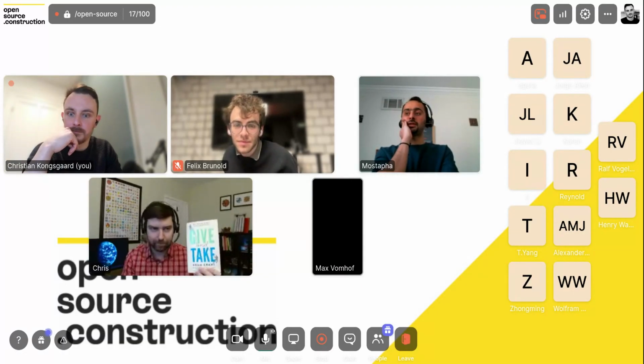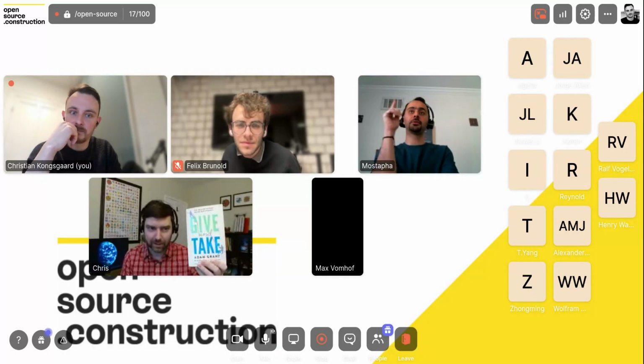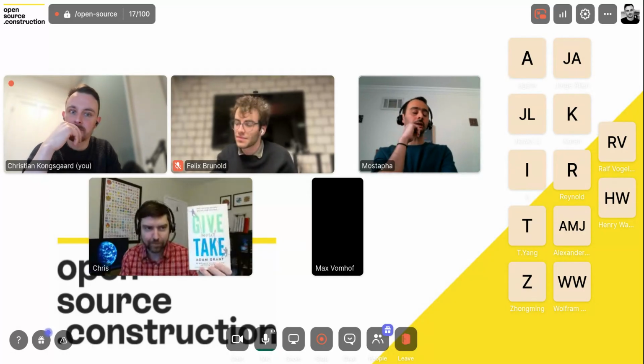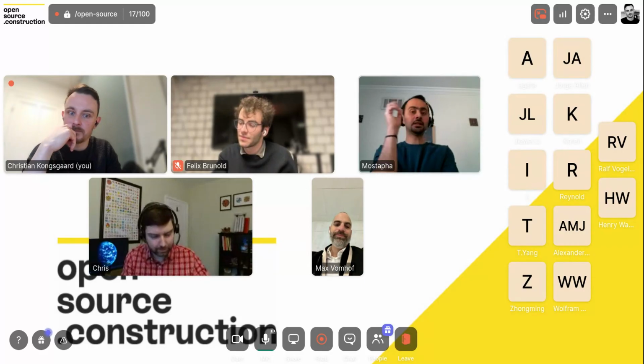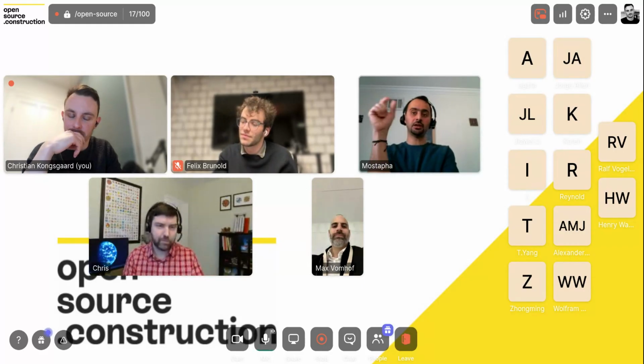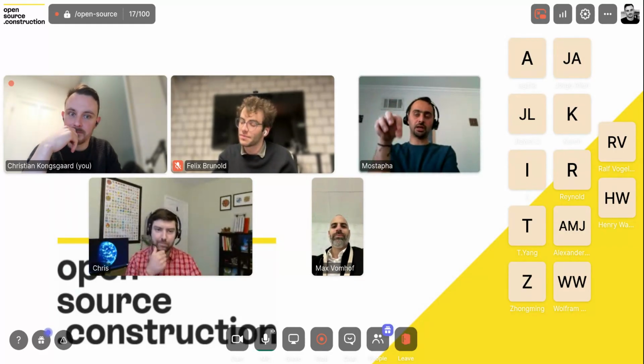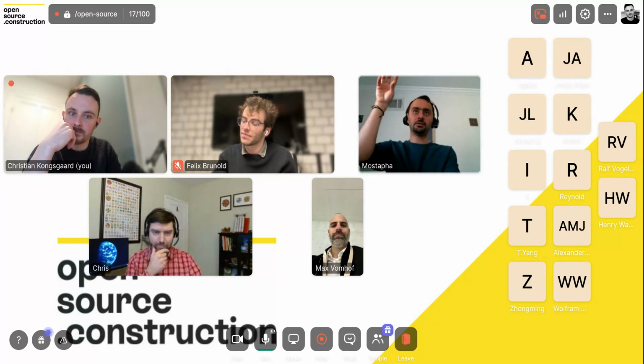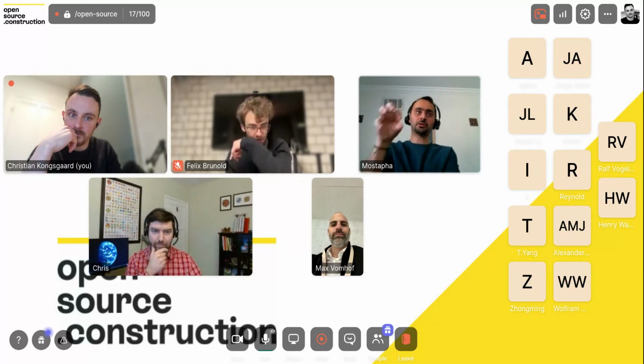So give a short snippet of how that thing helped. Give and Take by Adam Grant. It basically says people are either givers, takers, or matchers. And then the key question is, who do you think is the most successful between givers, takers, and matchers?